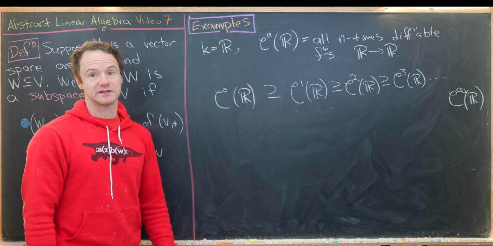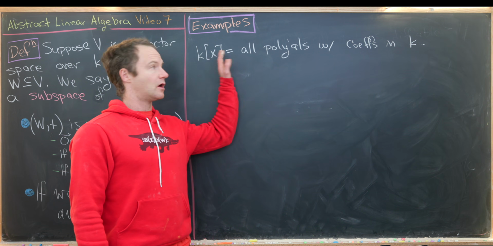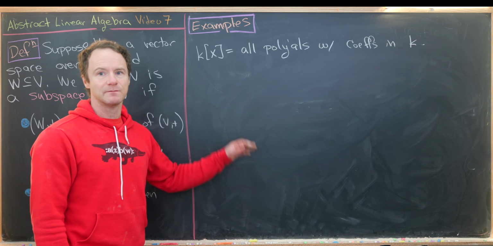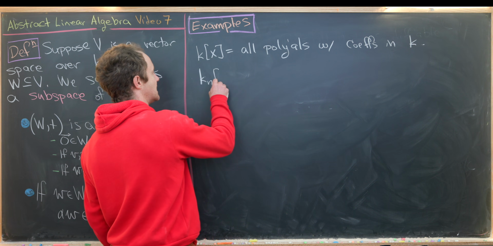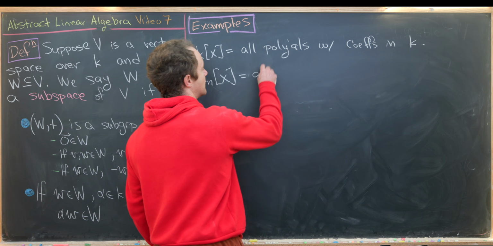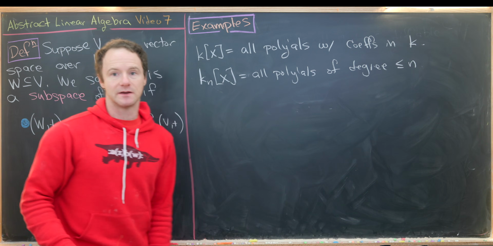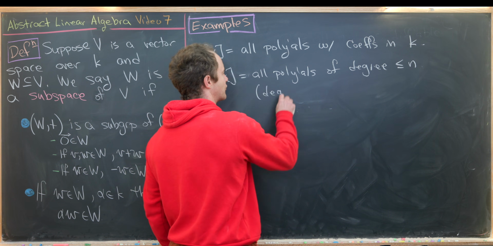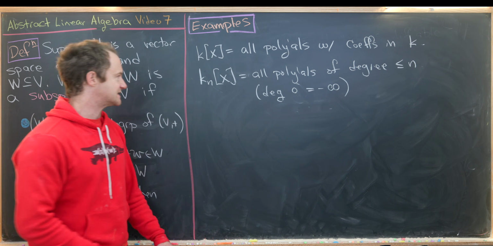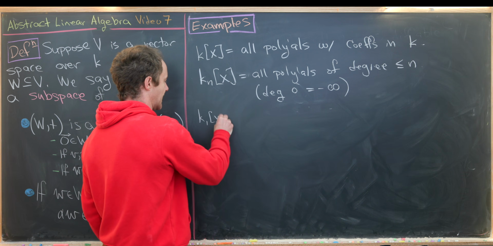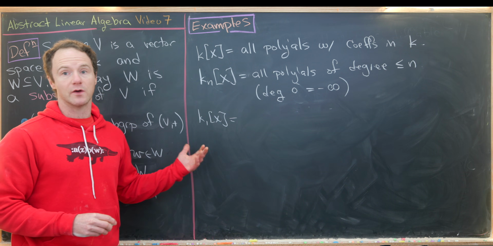Okay, so let's look at another example. So this example is going to look a lot like the last one. So let's start with the vector space of all polynomials with coefficients in k. We saw that that was a vector space in the last video. And now let's define k_n[x] to be all polynomials of degree less than or equal to n. And just while we're at it, let's point out that the degree of the number 0 will be defined as minus infinity. Okay, so let's look at some examples here. So we have k_1[x]. Well, that's going to be all degree 1 polynomials, or everything that's of degree 1 or less.